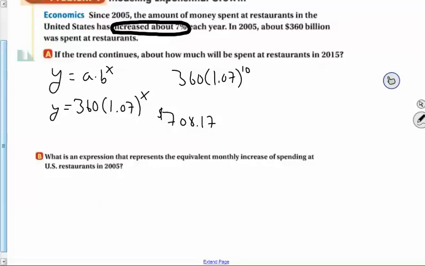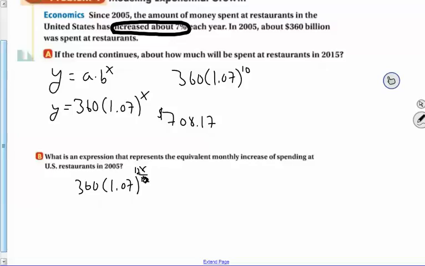So you could say you do the same exact thing, but it'd be 360 times 1.07 to the x divided by 12, because that's years. No, hang on. I'm sorry, it wouldn't be divided by 12. It'd be 12 times x for months. If that makes sense. If it's 3 months, it would be, no, hang on.